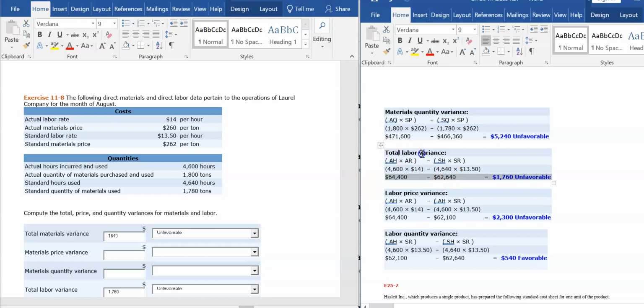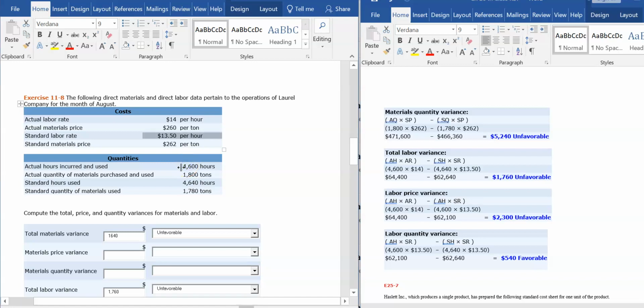Let's break that total labor variance down into the portion of the variance caused by price paid to labor and the portion of that variance caused by the quantity of labor hours used. Actual hours times the actual rate. Okay, same as what we had up here. Then we multiply by the actual hours at the standard rate. Actual hours again, 4,600, and our standard rate of 13.50.